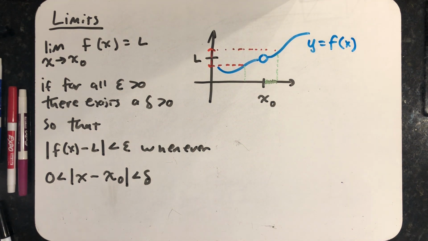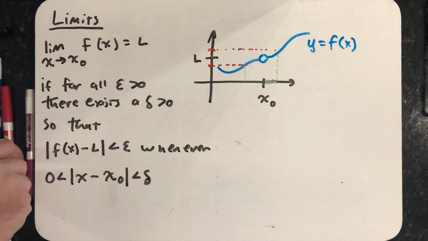Formally, we write the limit as x approaches x naught of f of x equals L if for every number epsilon bigger than 0, there exists a corresponding number delta bigger than 0 so that the absolute value of f of x minus L is less than epsilon whenever 0 is less than the absolute value of x minus x naught is less than delta. I want to talk about what these absolute value statements really mean.